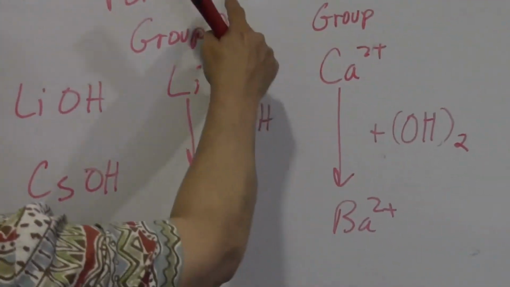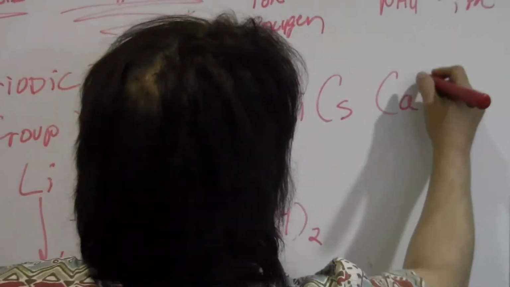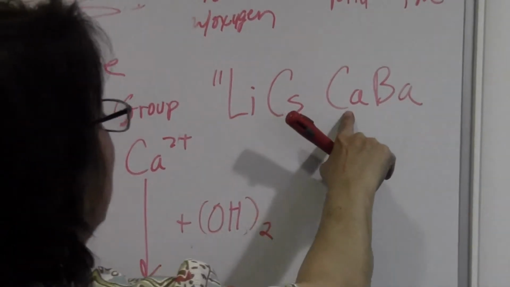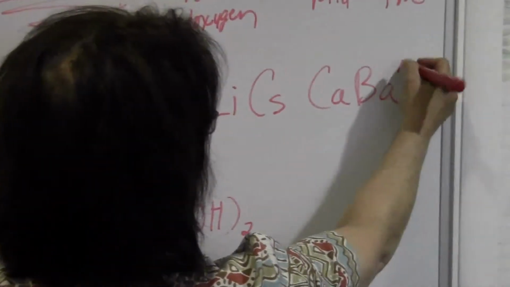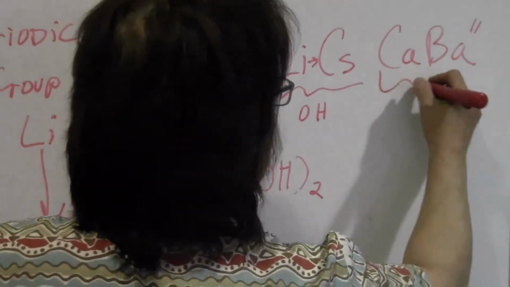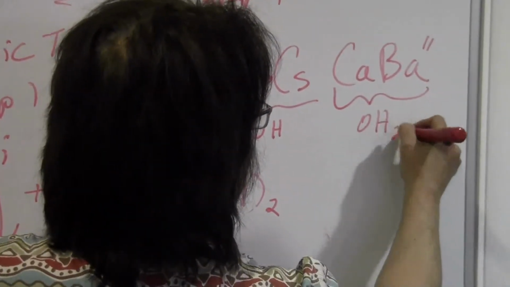So what you remember for strong bases is the phrase Lix Kaba. Everything from lithium to cesium and calcium to barium. Everything in this group is going to have 1 OH after it. Everything in this group is going to have 2.